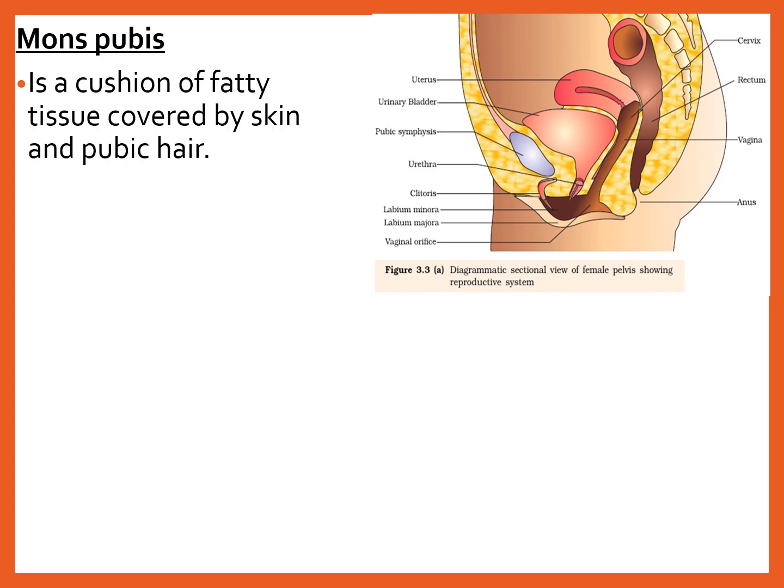Mons pubis is the cushion of fatty tissue which is surrounding the pubic symphysis. This bone, which is called the pubic symphysis, is surrounded by the fatty tissue, and this is covered by skin and the pubic hair.